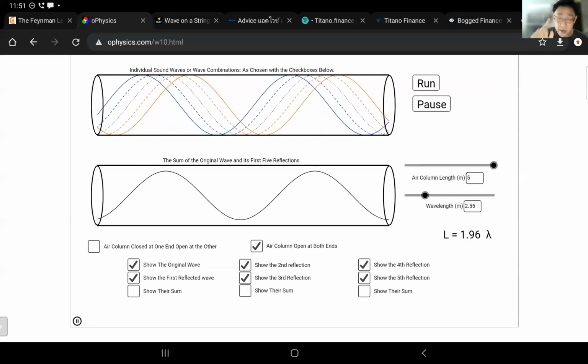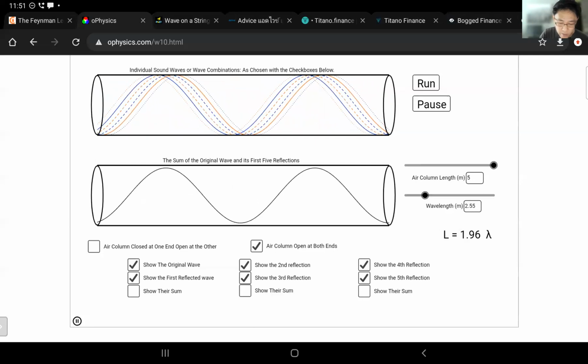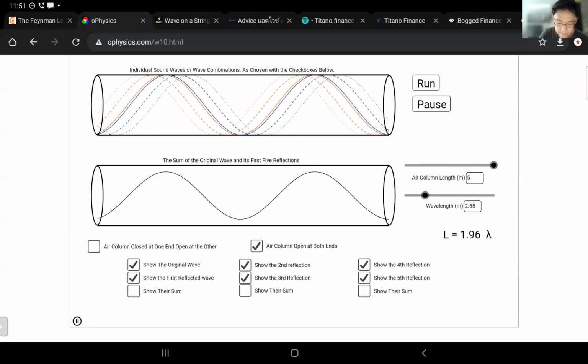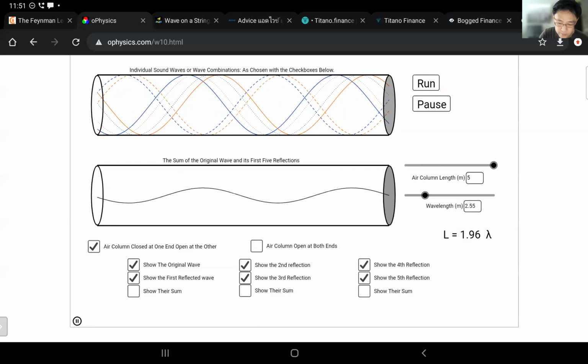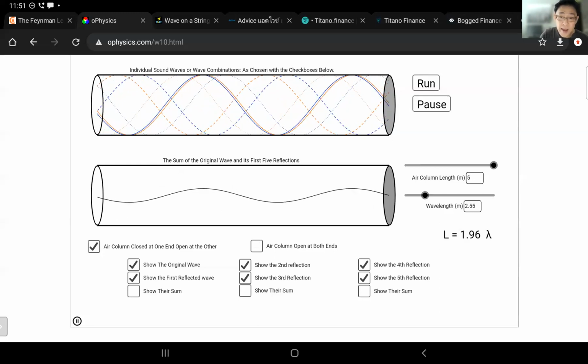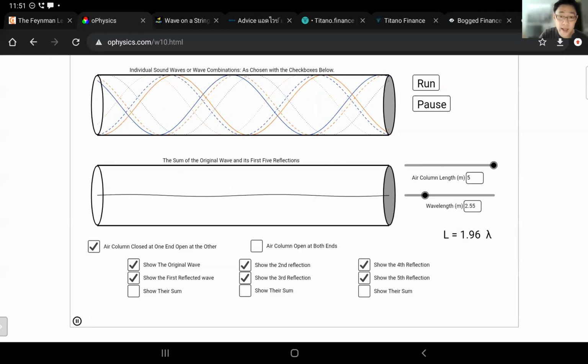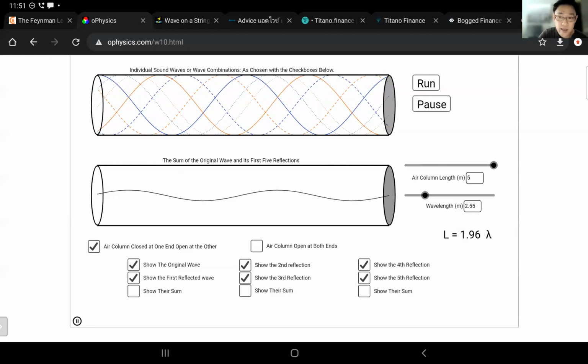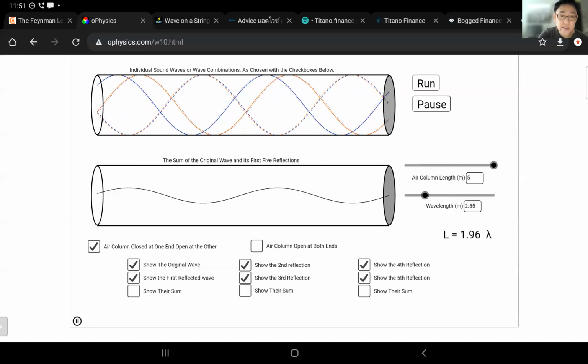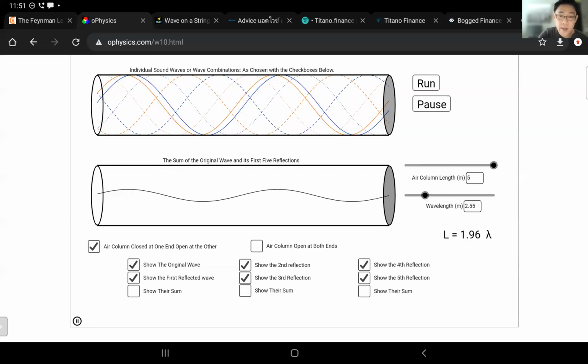Okay, what if you close one? Very good question. You can play around with this as well. Try closing it. Bam. Do I have to pause first? There. So now one end is closed. Without changing any wavelength at all, the condition that worked before with the open ends will not work here anymore. See that? The sum of the waves looks pretty bad.